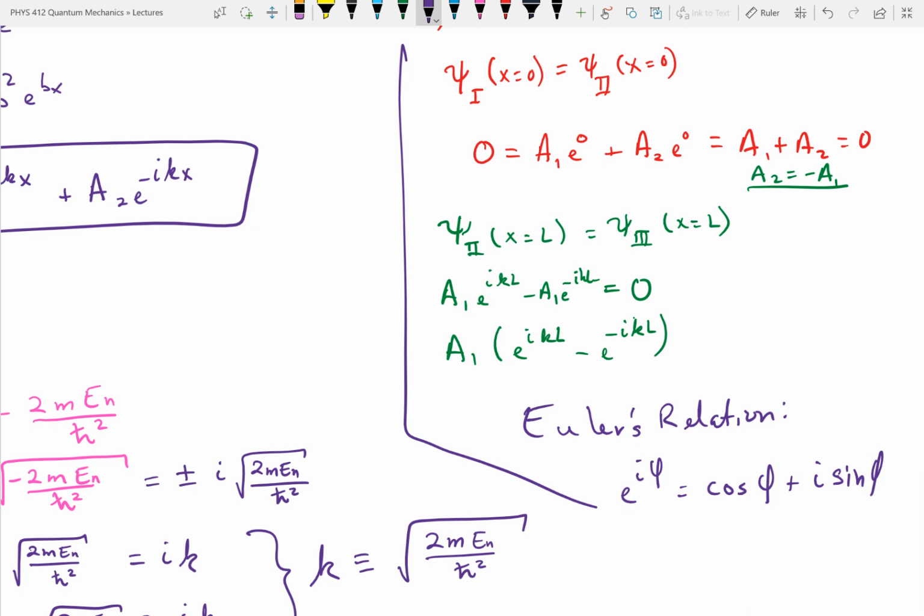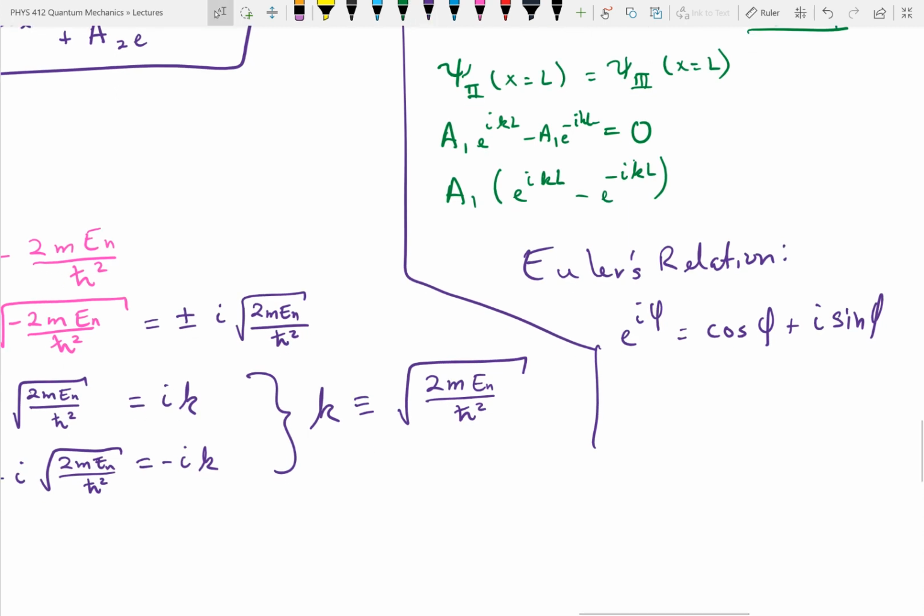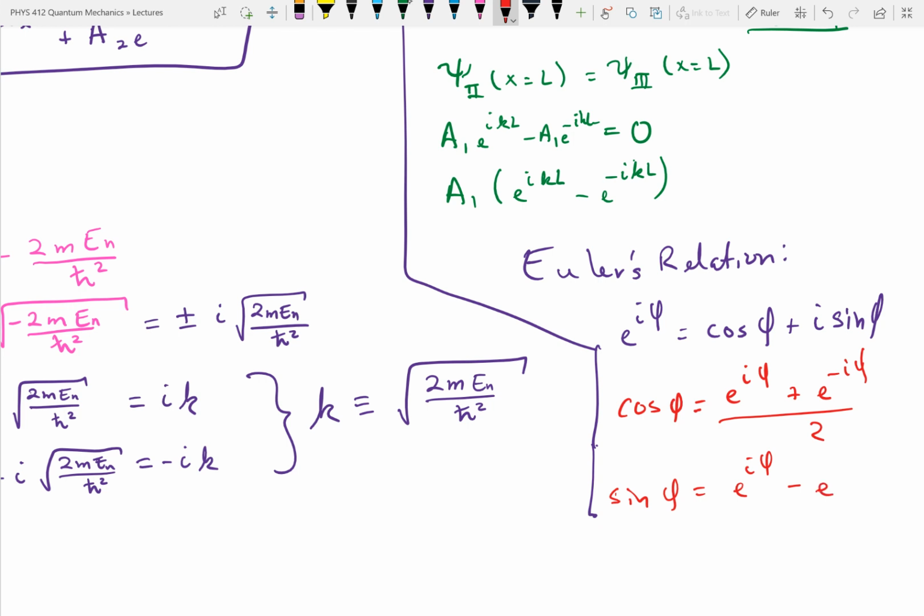Okay, so that's Euler's relation. Other ways we could have gone with this would use the definitions that cosine of phi is equal to e to the i phi plus e to the minus i phi all over 2, and sine of phi is equal to e to the i phi minus e to the minus i phi all over 2i. Either one of those, because we have the minus sign here, we'd immediately go to the sine term, or we could just plug in Euler's relation.